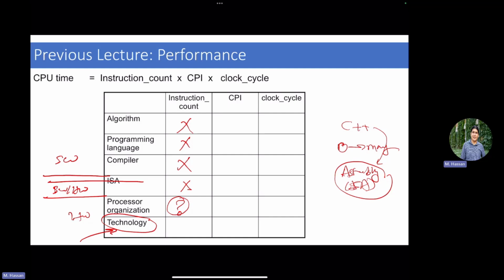Now, going back to what we care about, would technology impact instruction count? Yeah, this is a little bit further, right? Again, someone can say, okay, technology impacts processor organization, impacts ISA, and then, well, but that's a little bit far, right? So I would say, yeah, mostly no here, right? You all agree, or is there someone that has a counter argument? Good. So now we go to the second term, CPI, cycles per instruction. Algorithm.